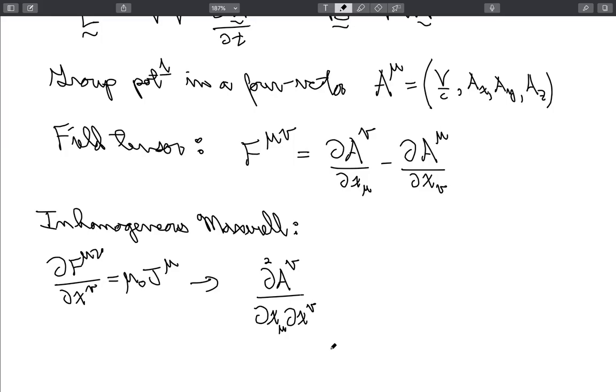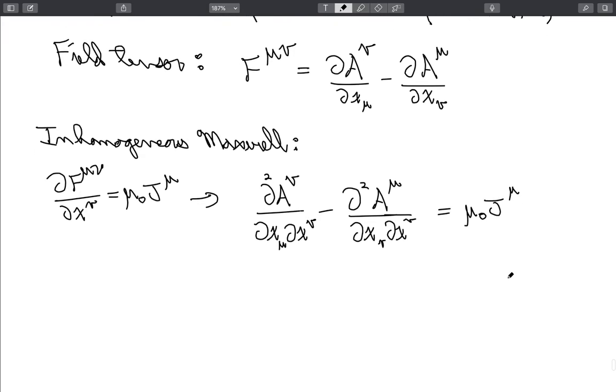Okay. And then I just have to be careful with my indices. Minus the derivative again of A mu with respect to x nu, d x nu. Yeah, that's it. Okay. So this whole thing would be equal to mu 0 j mu.